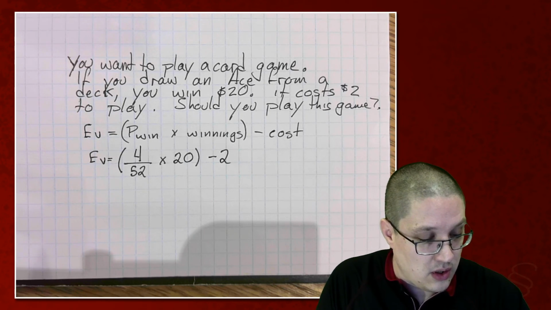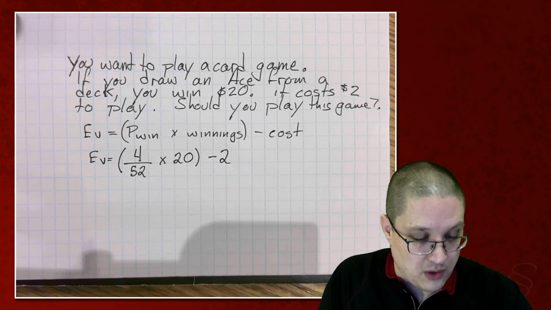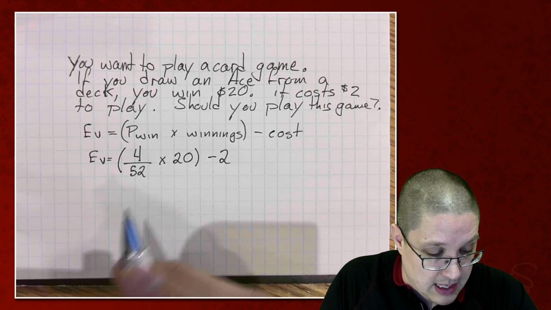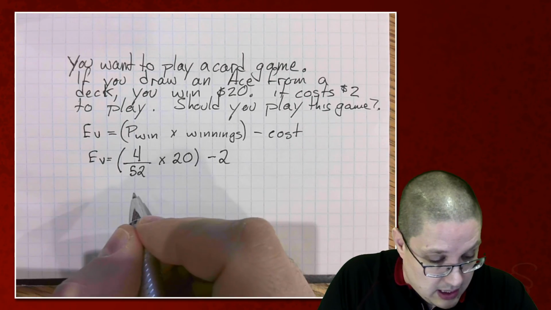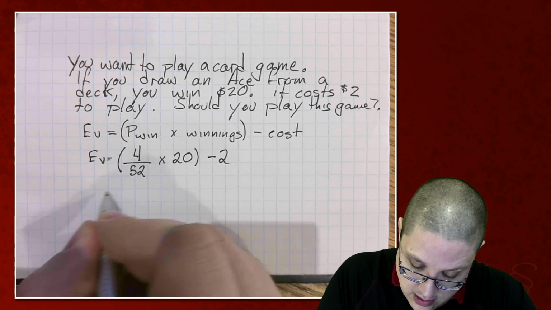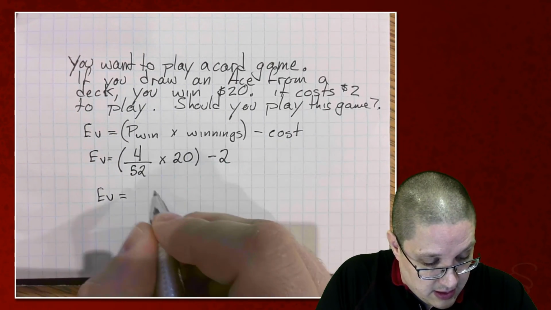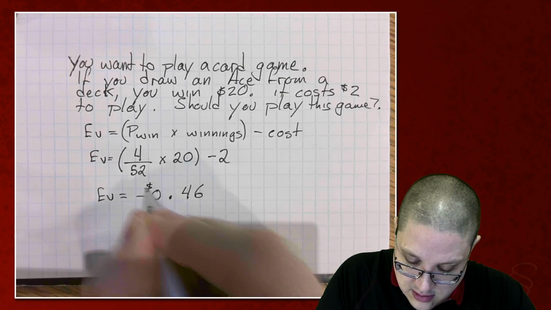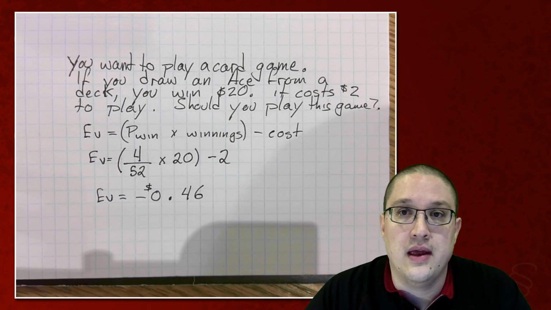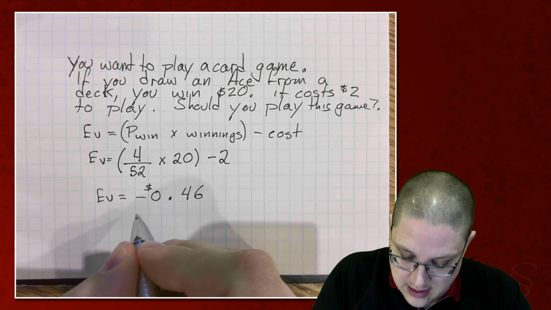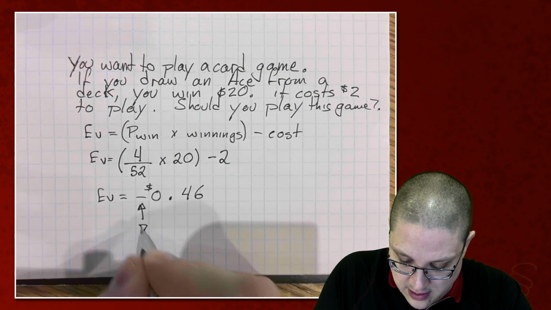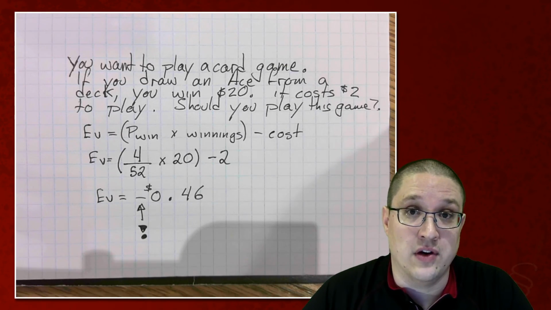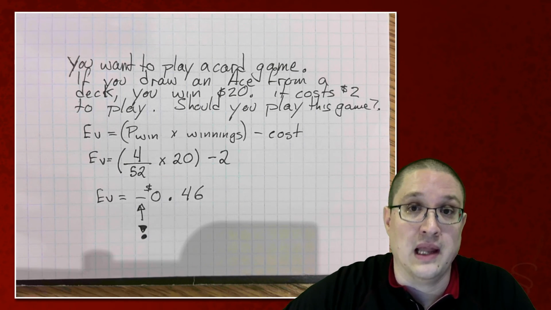Now, to work this out, I'm going to make sure that you're doing this correctly using your BEDMAS. So I take 4 over 52 times 20, and this works out to my expected value is negative $0.46 in this case. Now, the important thing with this is this negative sign. That is the important part. The reason for that is this means on average, we are going to lose money when we play this game.